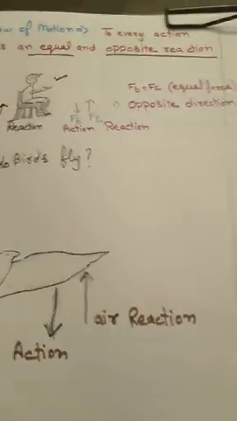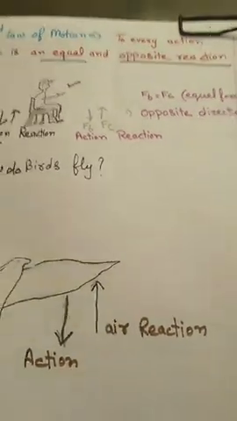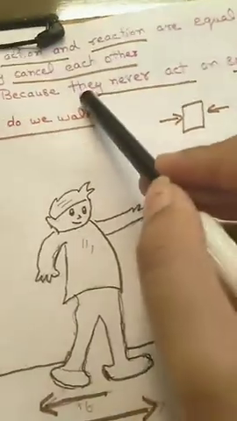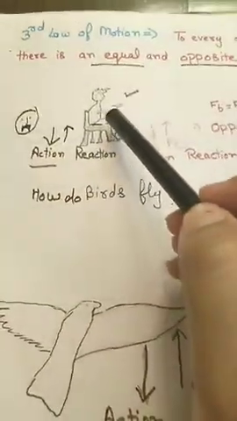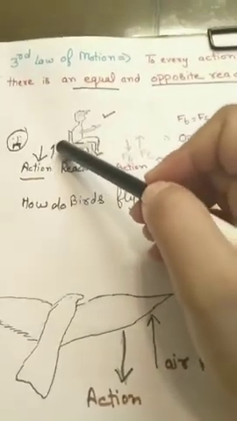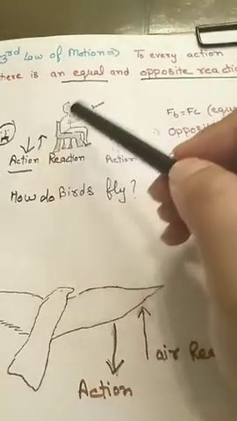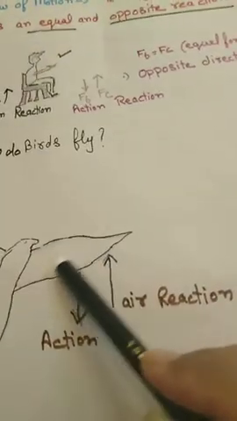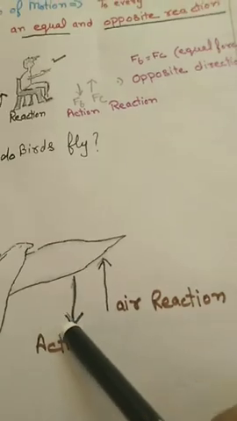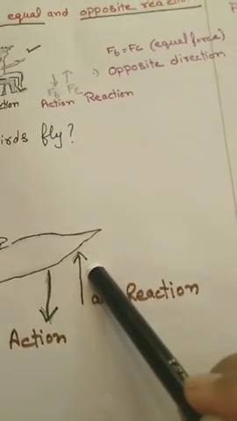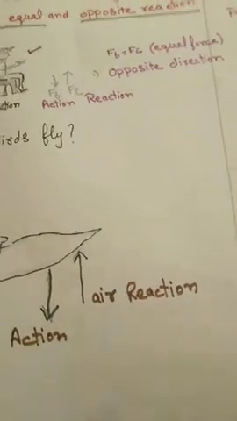So if action and reaction are equal, why don't they cancel each other? Because they never act on the same body. In this case, action is produced by the boy in the downward direction. As a result, reaction is produced by the chair in the upward direction, which helps the boy to sit on the chair. Similarly, action is produced by the wings of the bird in the downward direction. As a result, reaction is produced by the air in the upward direction, which helps the bird to fly.